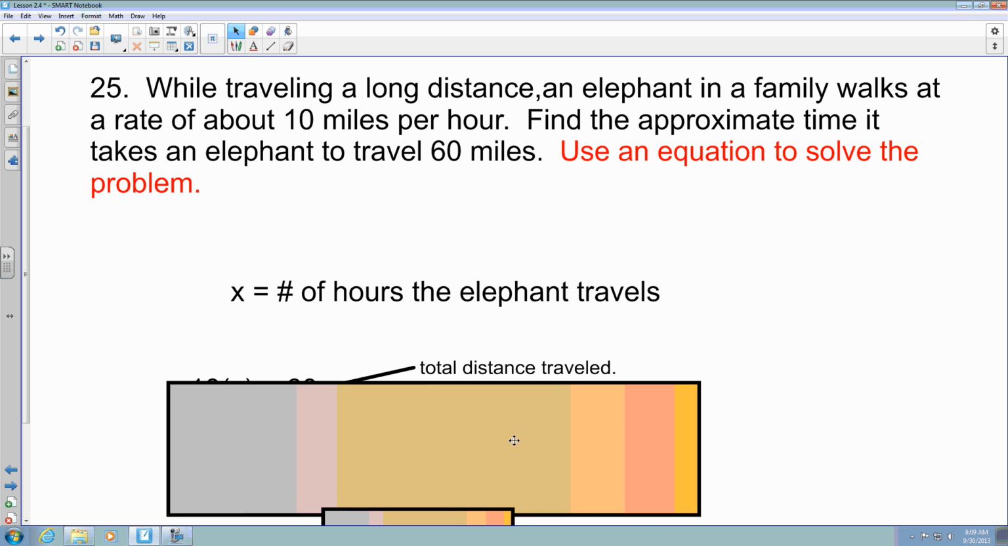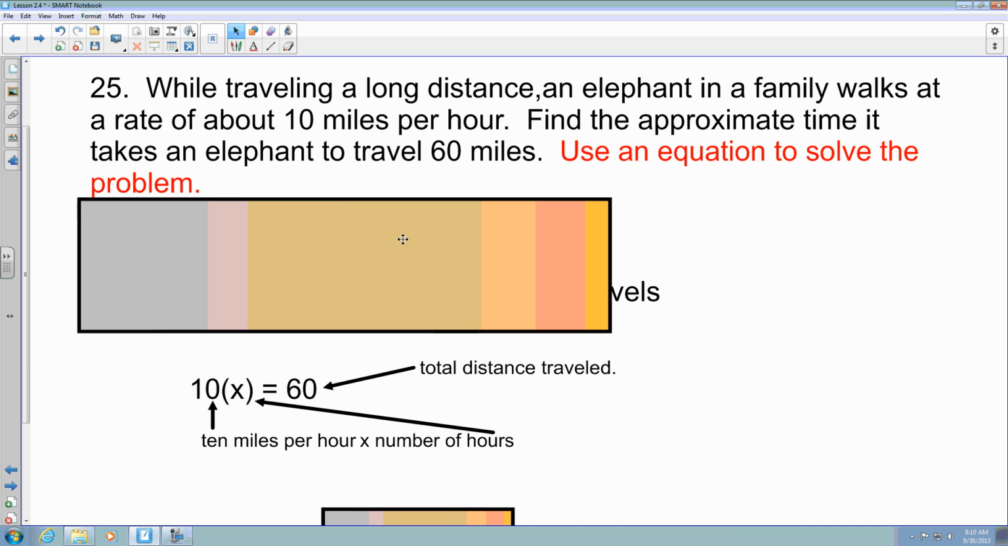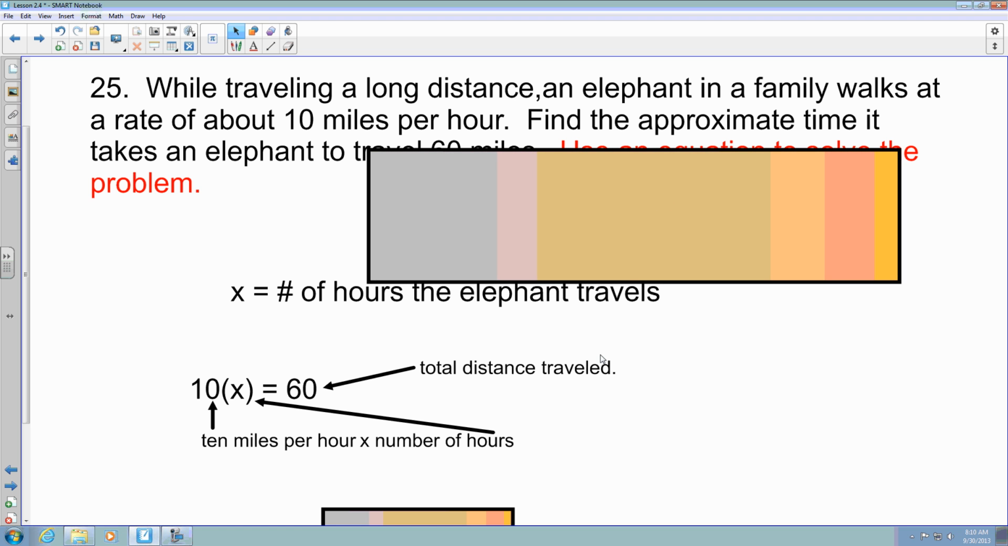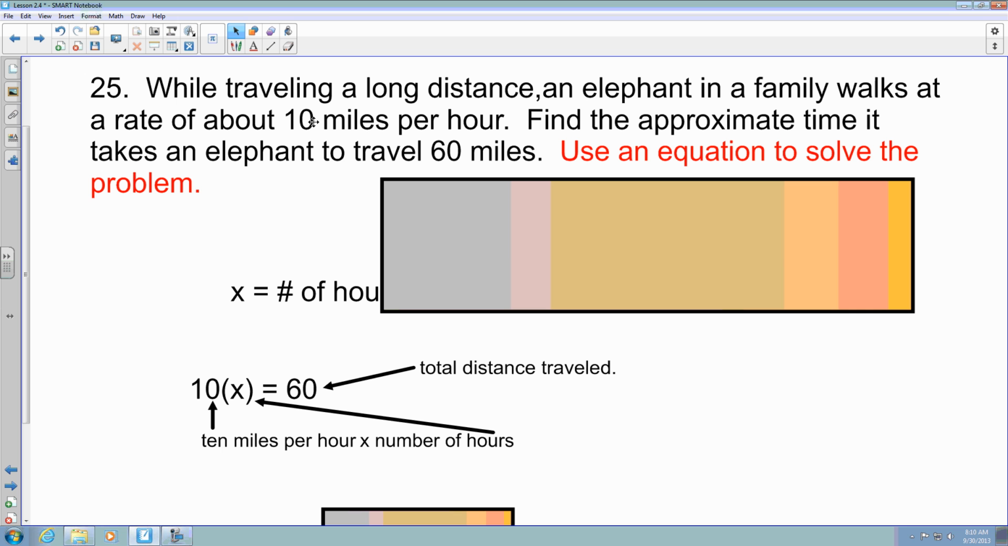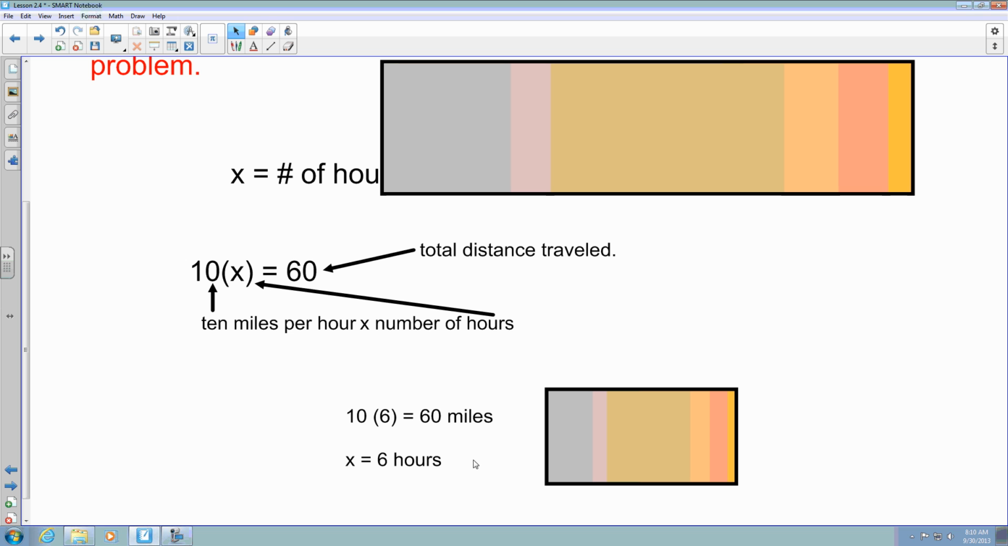What we can use is 10x equals 60, because we know that the elephant travels at a rate of 10 miles per hour, and they want to know how many miles it is. And we know that they're traveling 60 miles. What we don't know is how much time it takes. So we have to figure out what x must be for this statement to hold true. And in this case, it is x equals 6 hours.